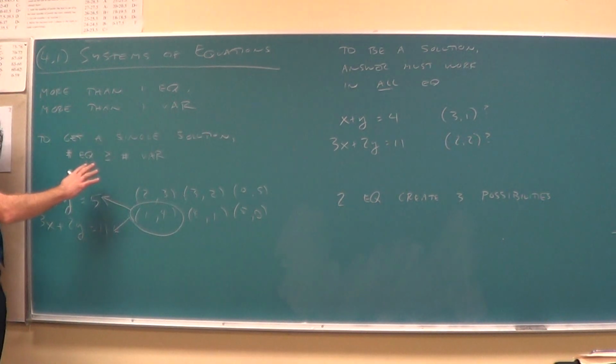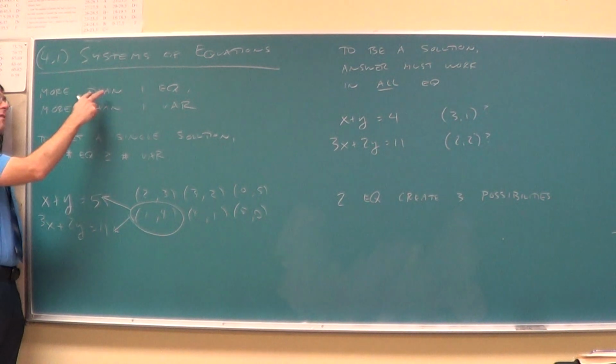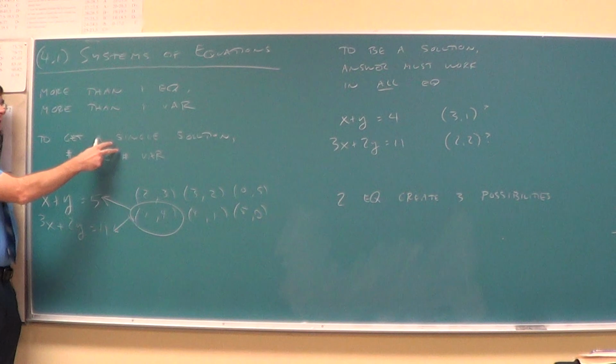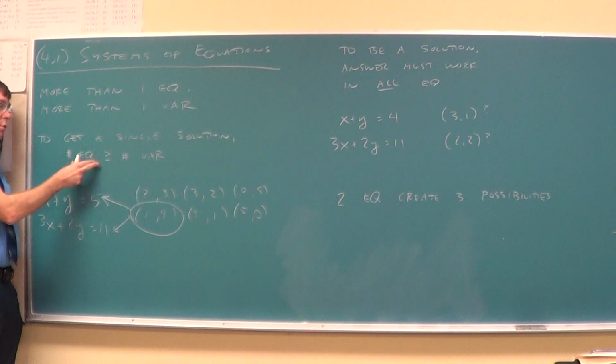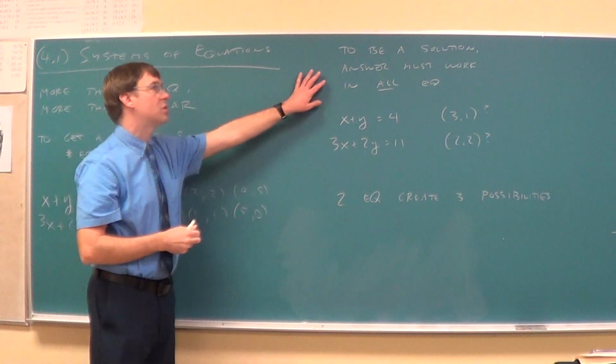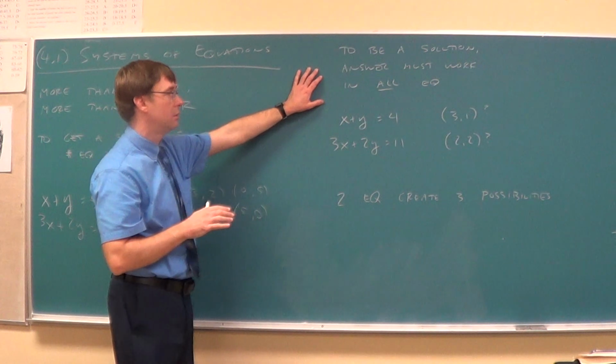Okay? But those are 3 main ideas of this chapter. We're going to always have more than one equation and more than one variable and work together. To even be worthwhile trying, the number of equations has to be at least as big as the variable count. And to be a solution, it has to work everywhere, at every level, in all of the equations.